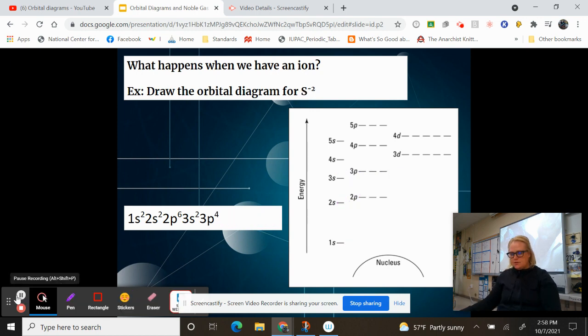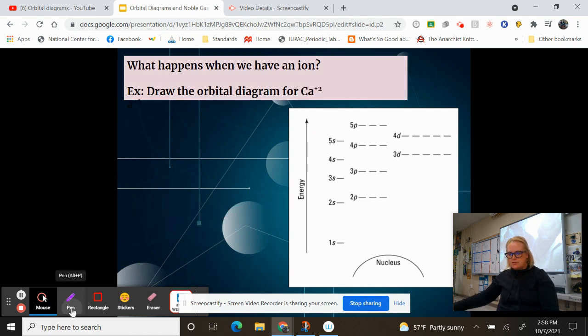Now, what if we got a negative ion, an anion, such as sulfur, where it's going to gain 2 electrons? So I'm always going to gain electrons to the outermost shell as well, because once again, that outermost shell has the least attraction to the nucleus. So I'm going to gain 2 electrons.